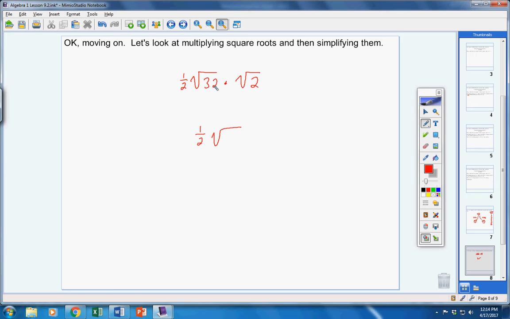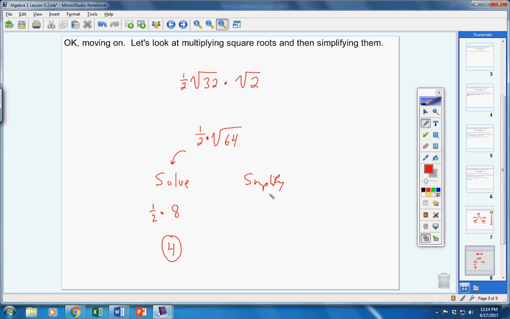Inside number times inside number, 32 times 2 is 64. And look at that. Now I want you to solve it, and I want you to simplify it. Got it? Okay. To solve it is pretty simple. I have 1/2 times the square root of 64. Well, the square root of 64 is 8. So I really have 1/2 times 8, correct? And 1/2 times 8 is 4.